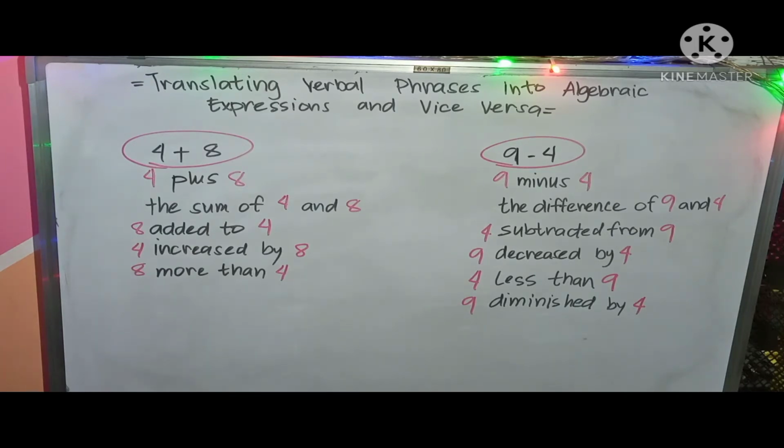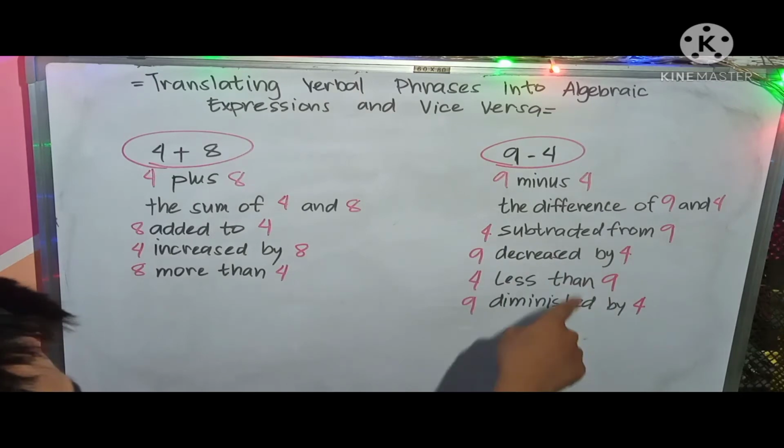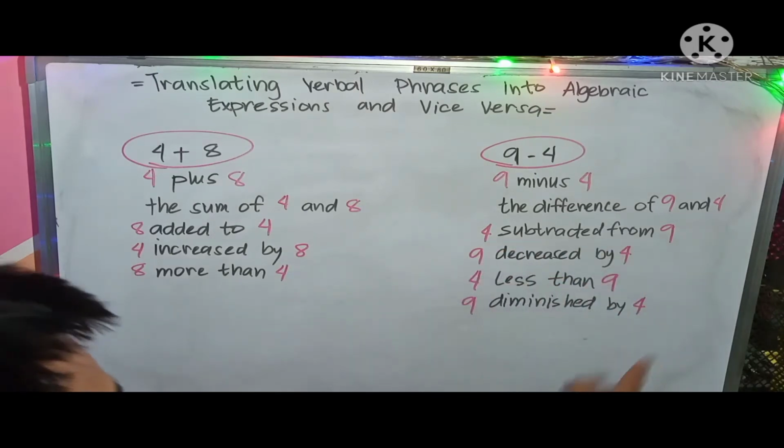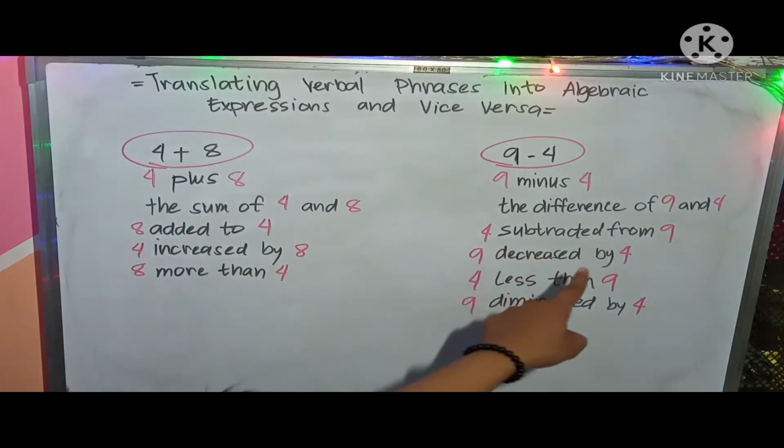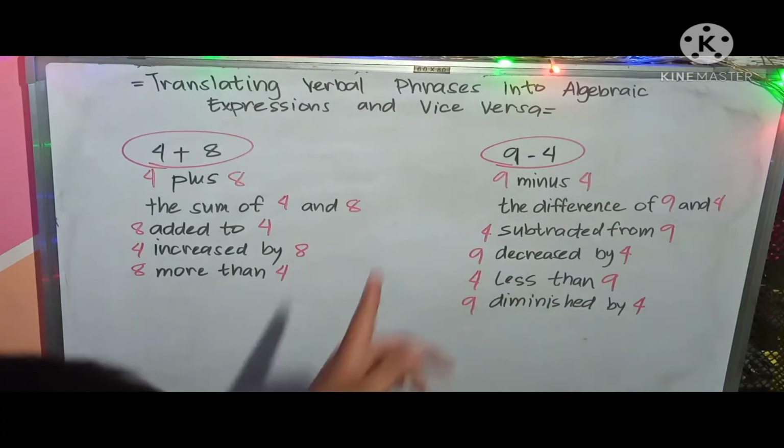So we have here 9 minus 4 and it can be written down as 9 minus 4. The difference of 9 and 4. Difference po kasi subtraction. Next, dito babaliktad na siya. Bakit? 4 subtracted from 9. Si 4 daw ay ibinawas mula sa 9. And 9 decreased by 4, pareho lang. 9 binawasan daw ng 4.